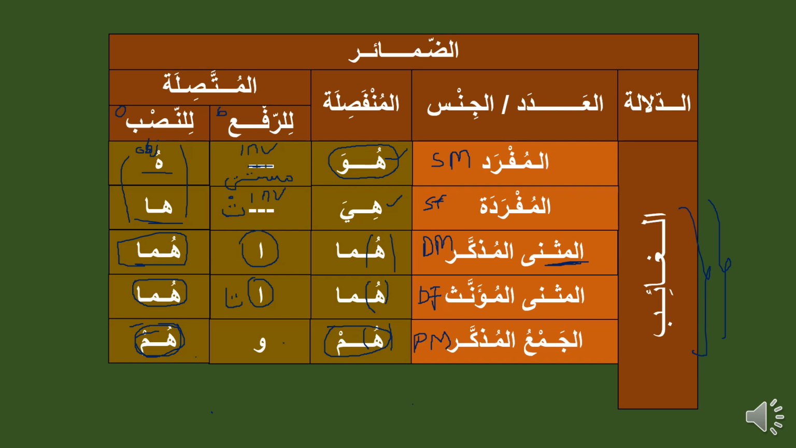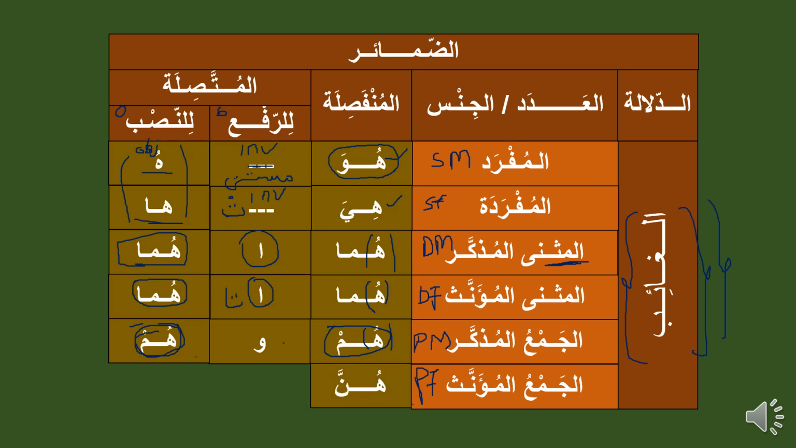Which is al-jam'u al-mu'annas. That is plural feminine, under al-gaib. Don't forget all these things are under al-gaib. So that one too is also starting with hu in terms of its fossil, starting with hu, hunna. You can see huwa, hiya, huma, huma, hum, hunna.